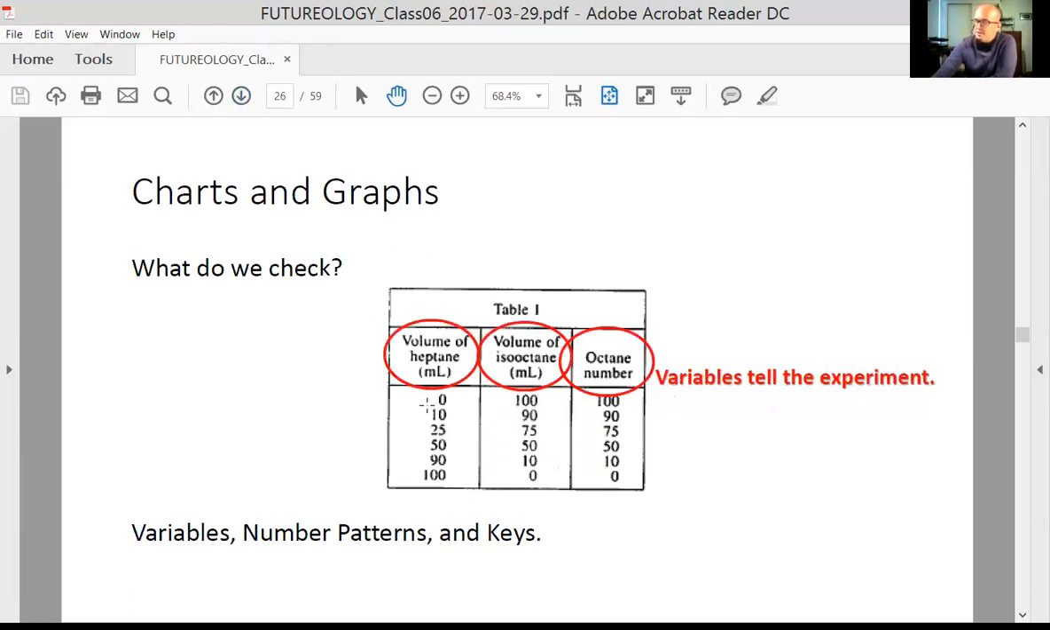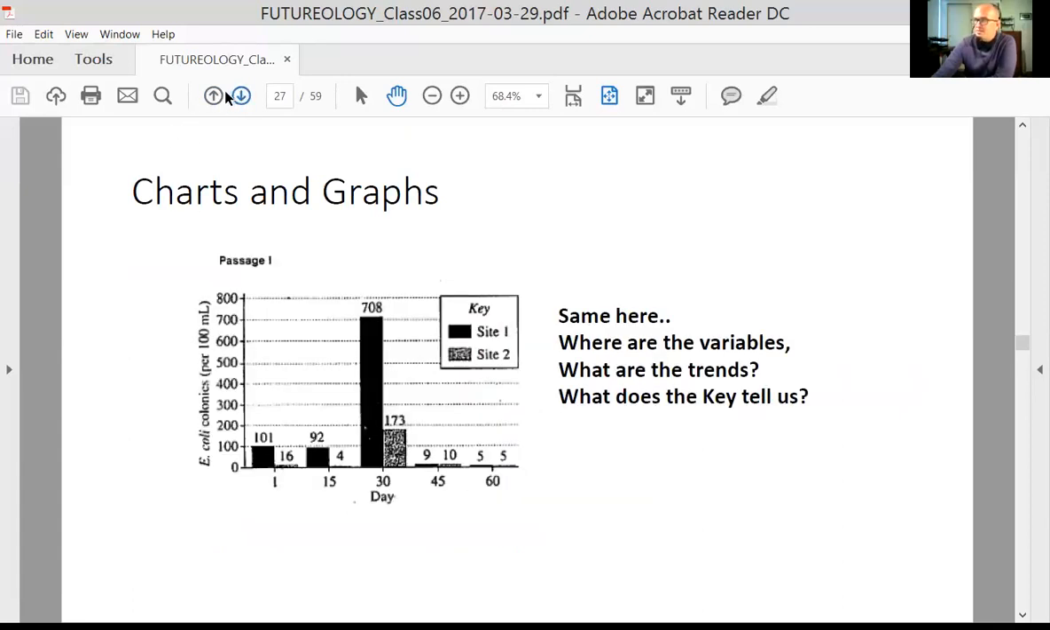We also want to pay attention to variables. So the volume of heptane or of isooctane or the octane number, those are all variables that tell us what's going on in the experiment or in the chart or graph passage. We always want to take a look at the variables and the number patterns, aka trends, and we always want to look at the keys to the charts or graphs. If the chart or graph has a key, then you can bet that it's going to be important.